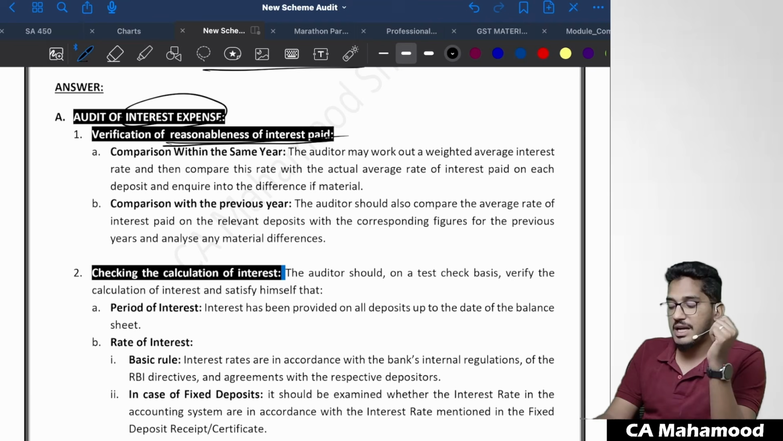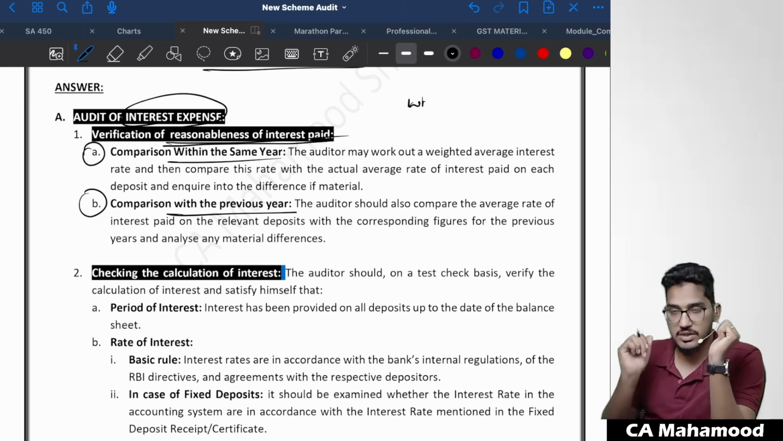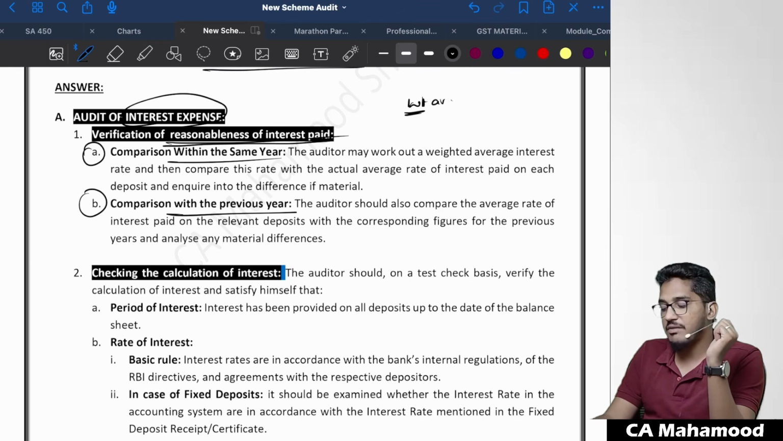What they will ask you to do is calculate some weighted average interest. That means they will ask you to do two kinds of comparison. Compare within the same year, and compare even with the previous year. So what comparisons will you do? In the case of the same year, you will calculate the weighted average rate of interest for a category. Take for example term deposits, on which the banker has to pay interest. The banker will calculate the weighted average rate of interest on the entire term deposits. They will get a certain percentage. For example, they got some 6%.